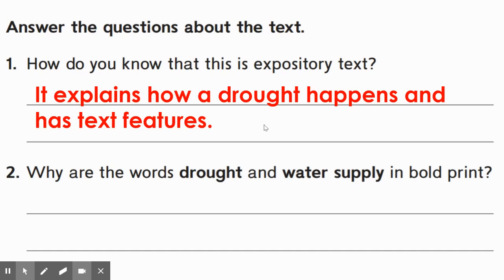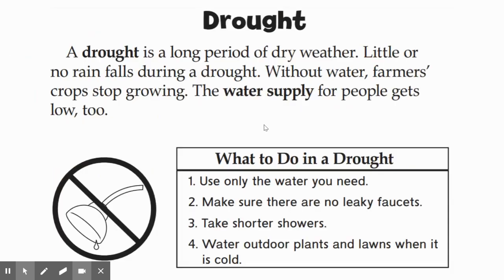All right, number 2. Why are the words drought and water supply in bold print? Second graders, why do you think the words drought and water supply are bold or thicker and darker than the other words in the story? That's right. They are important words or important vocabulary to know in order to understand the story. Drought is what the story is about, so it's important for you to know what drought means. And the author explains that it is a long period of dry weather, meaning it does not rain for a really long time, and the ground gets really dry.